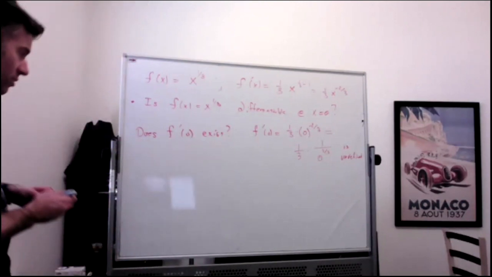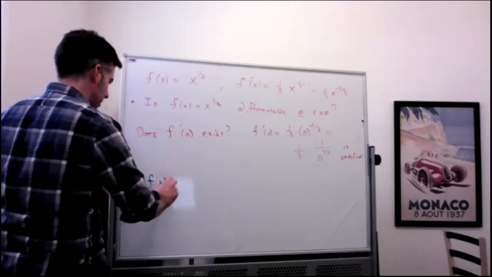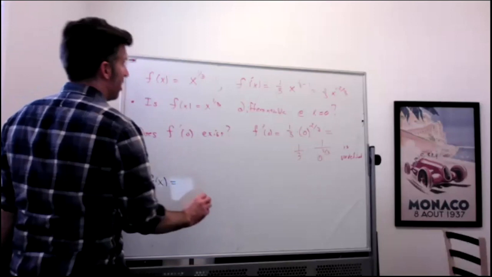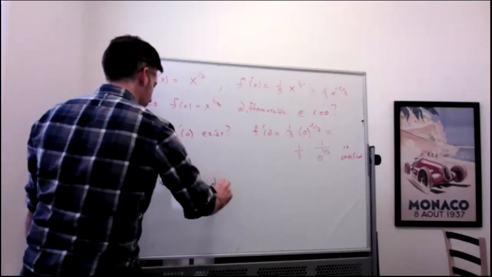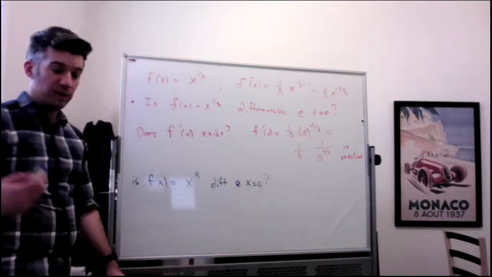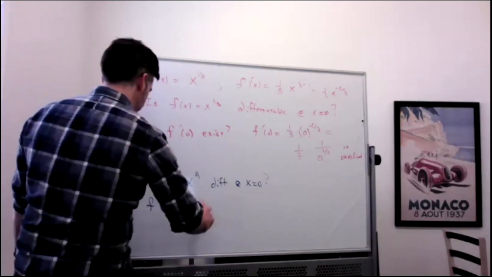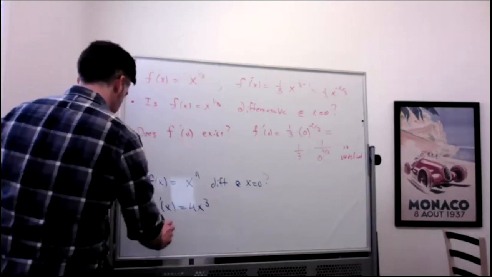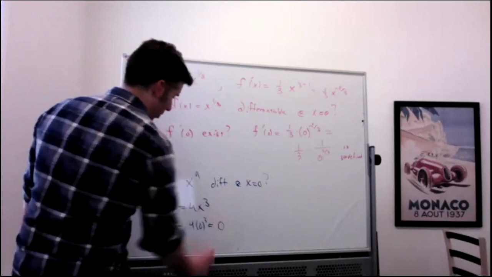So, for example, if I asked, is f of x equal to, say, I don't know, x to the 4th differentiable at x equal to 0? The answer would be definitely yes, because f prime of x is 4x cubed, and then you can plug in 0 and say f prime of 0 is 4 times 0 cubed, which is just 0.